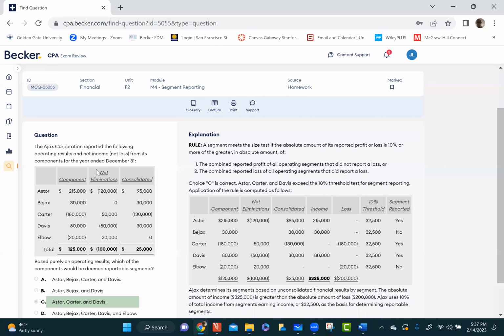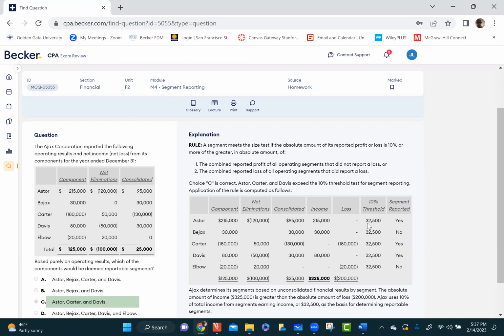So you have to know that, right? And then since 325,000 on an absolute value basis is bigger than 200,000, we multiply that 325,000 by 10%. That gives us the threshold. And then we look to what? We look to the unconsolidated amounts to see which ones have exceeded.